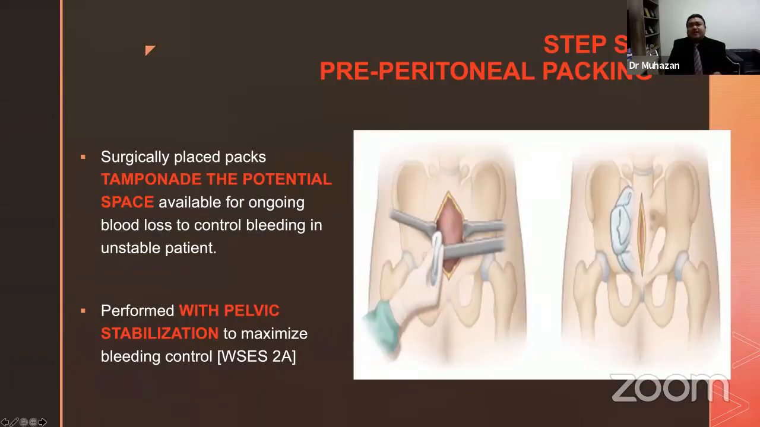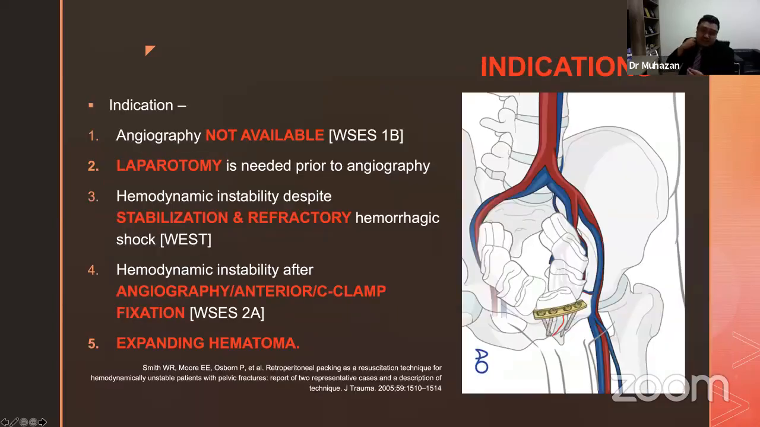So then you're asking me, what is pre-peritoneal packing? My colleague will explain in detail, but roughly it is surgically placed pads to tamponade the space. You can see here, and it's done together with your external fixation. So what are your indications? If you have angiography in your hospital, then you can proceed with angiography. But if you don't, this is the only option you have. If the patient cannot go to angiography because the patient needs a laparotomy, that is your option.